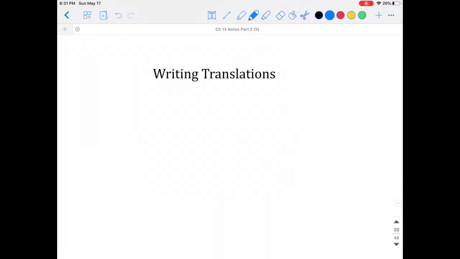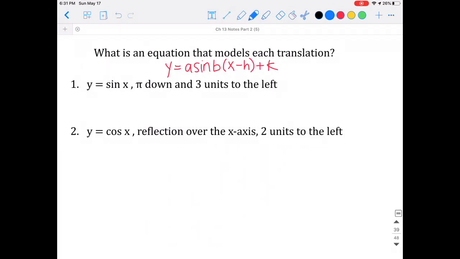You can also write an equation to describe a translation. So what is an equation that models each translation at the top? I just have the parent sine function to keep in mind for all of our variables. Number 1, y equals sine x, pi units down, and translated 3 units to the left. So pi units down tells us that our k value is going to be negative pi. It's negative because we're translating down. 3 units to the left tells us that our h value is going to be negative 3.